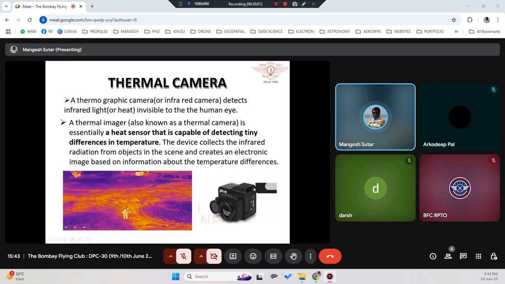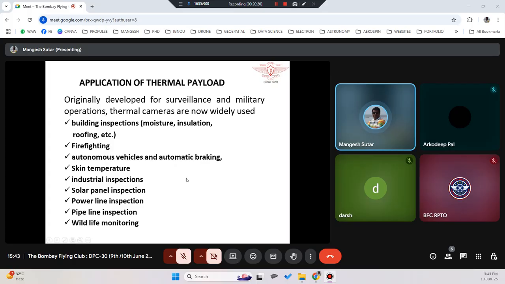Okay, so you can see a person standing here, you can see something on the ground where there is more temperature difference, whereas blue is less hot compared to this area. That is how you sense. The temperature differences are collected and the image is created. Originally, this was developed for surveillance and military operations. Thermal cameras were initially used in surveillance and military operations, but now they are widely used in building inspections, in the form of moisture, insulation, or roofing checks, etc.